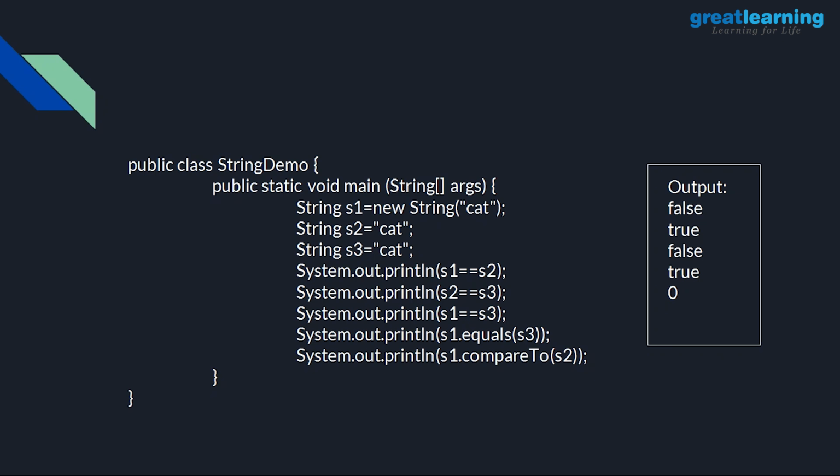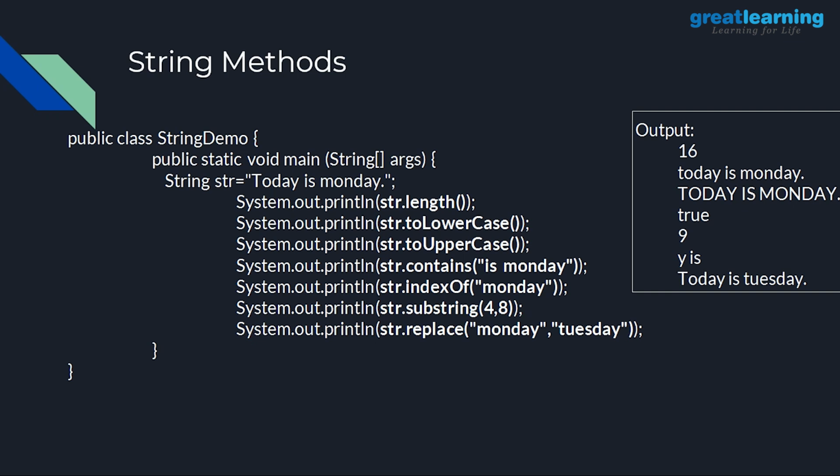Now compareTo. So s1 dot compareTo s2. Once the comparison is done, what will be the answer? Will it be positive or negative? No, it will be 0, because both of them are equal lexicographically, I mean alphabetically. All of the strings have the same characters. So that's why when we use the compareTo method, it will give 0. Okay, that's the method.